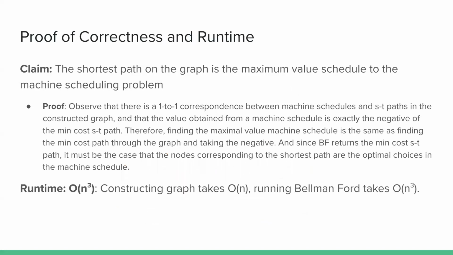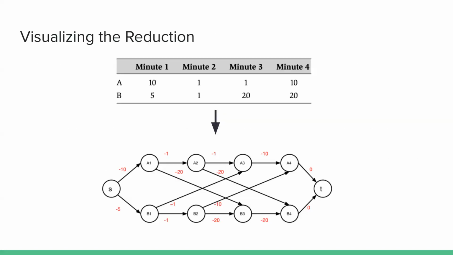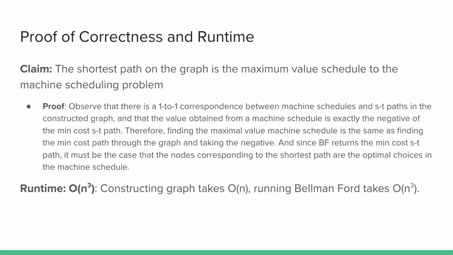Also note here, back in the picture, A4 and B4 to T have weight 0. That just represents that we need some kind of terminal state. That terminal state is represented by that node T, and there's no cost of getting to that terminal state. The proof of correctness relies on the fact that there's a 1-to-1 correspondence between S-T paths in the graph that we drew and schedules of machines from time 1 up to N. And so here is the proof.